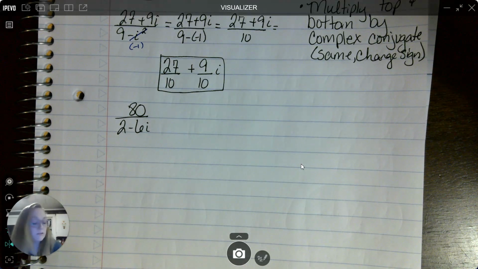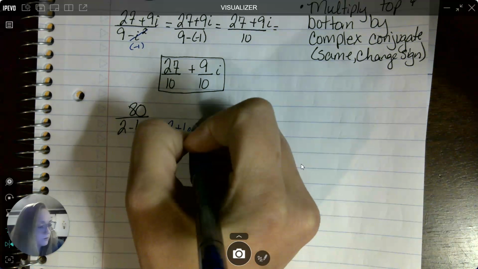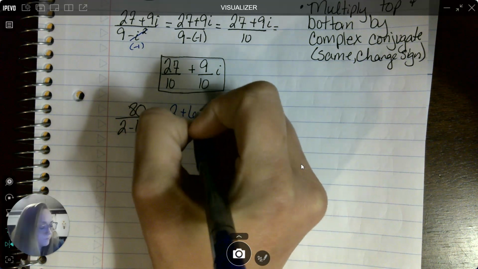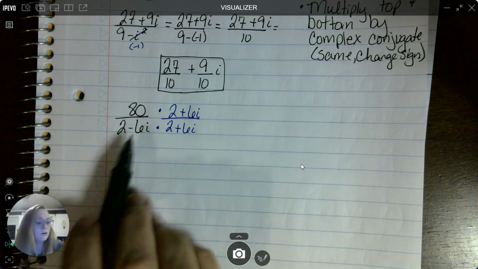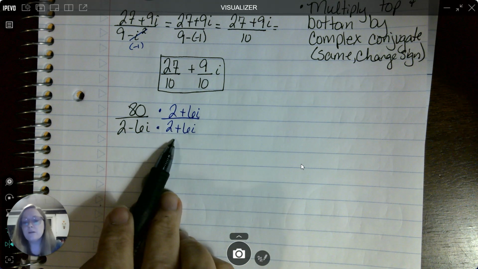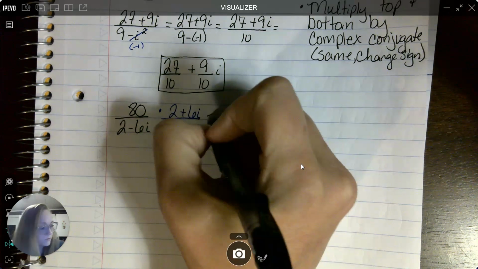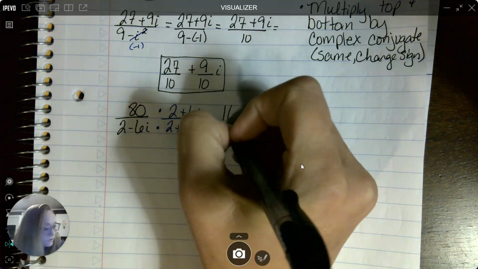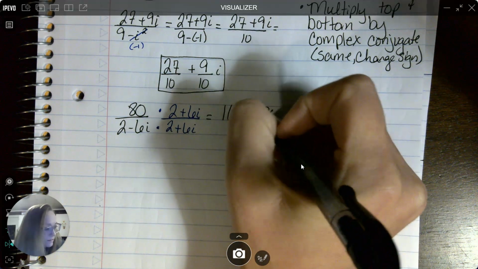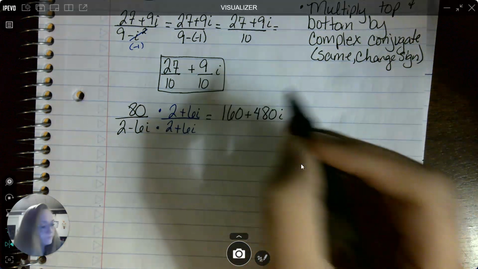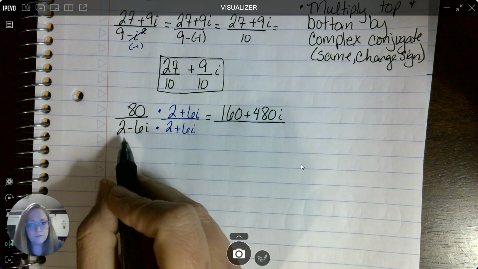Again, we do not like those complex numbers in the denominator, so I will multiply the top and the bottom by the conjugate of our complex number. So same terms, different sign. Okay, and then I will distribute that 80, and I get 160 plus 480i. And then I'm going to do my FOIL again, over, over, under, under.